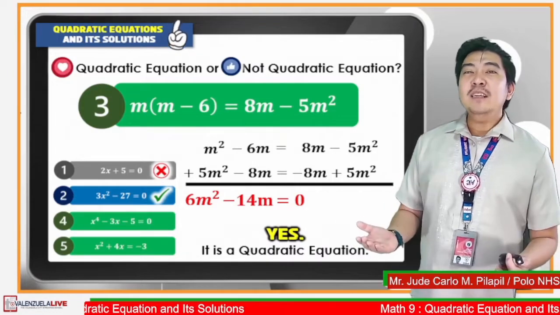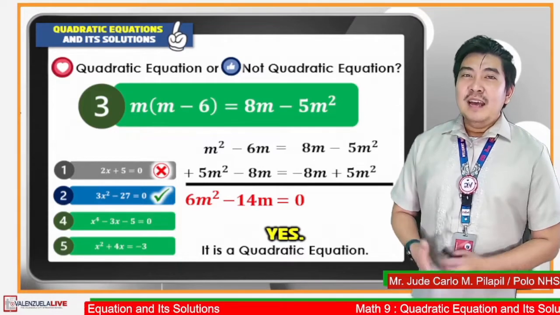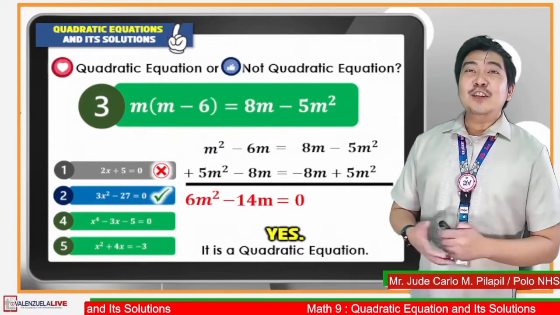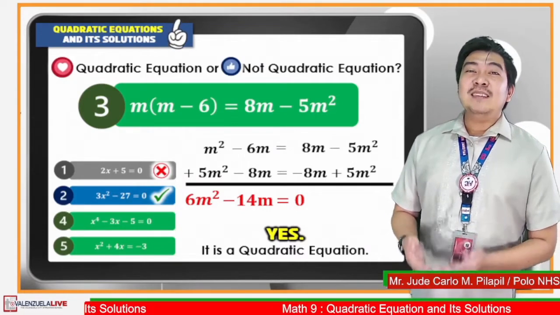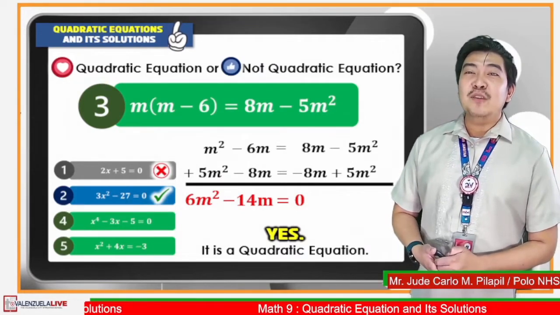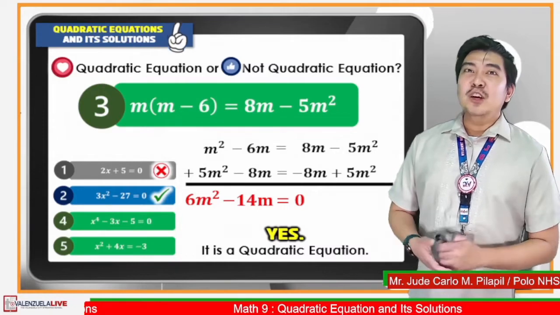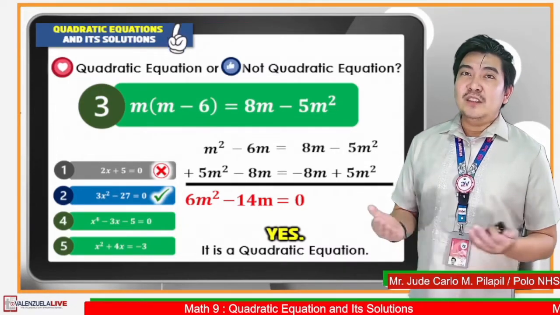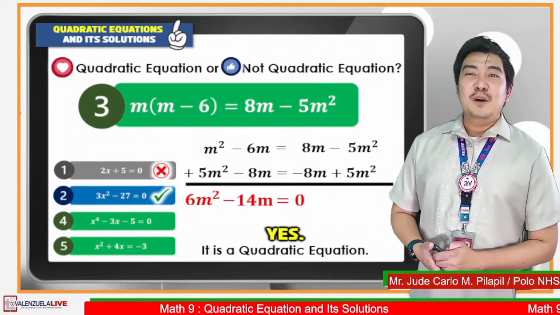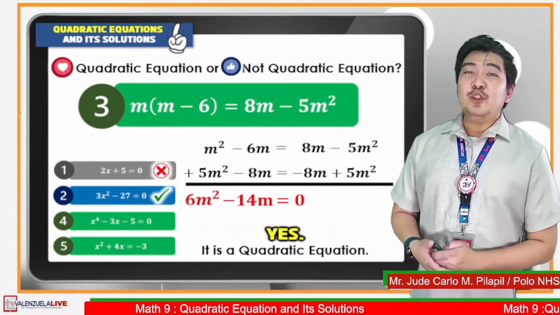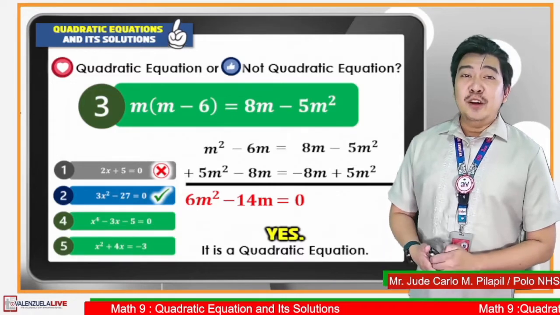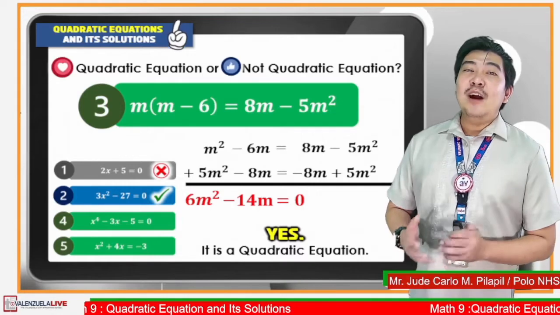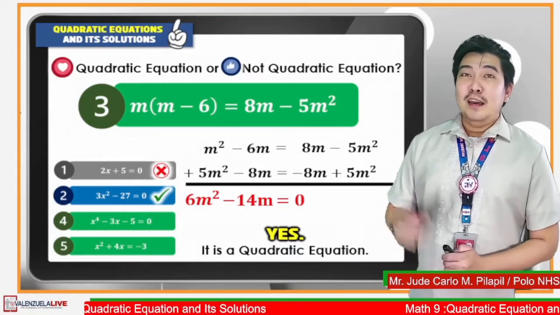The quadratic term is 6m squared that has the value of a, which is equal to 6. The linear term is negative 14m that has a value of b equal to negative 14. The constant term is 0, which is also equivalent to the value of c, since there is no constant term. An equation is still quadratic even if the linear term and the constant term are not present in the equation, as long as its highest degree is 2.